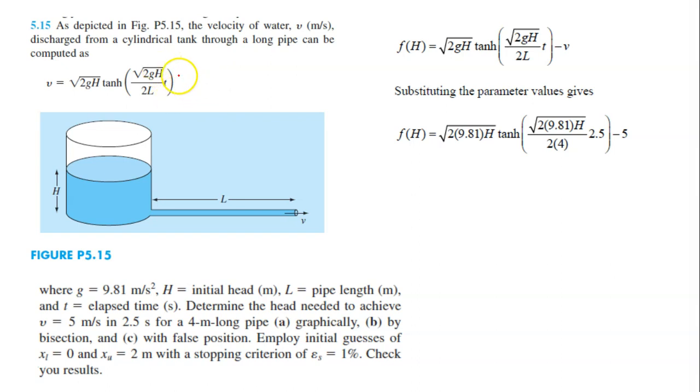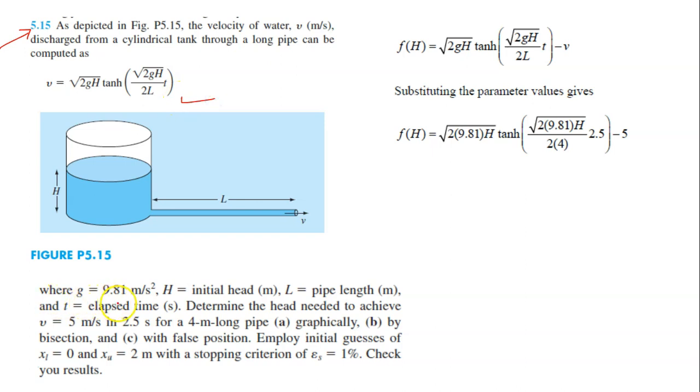Okay, so I would like to show a few more examples on the application questions using roots of equation. So the first question here, this is taken from your textbook, yeah? Question 5.15. As depicted in this figure, the velocity of water discharged from a cylindrical tank through a long pipe can be computed using this formula.